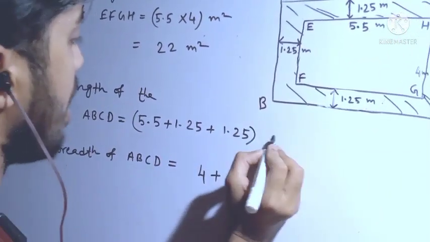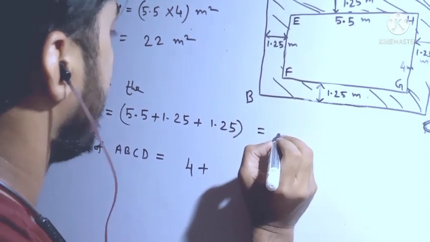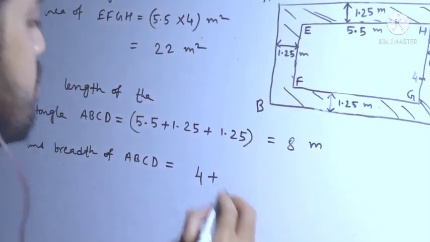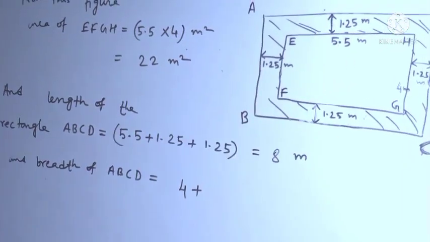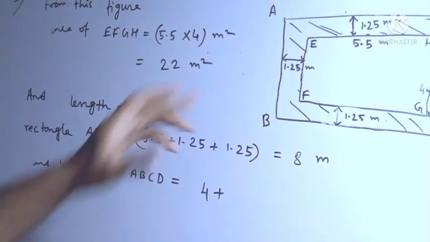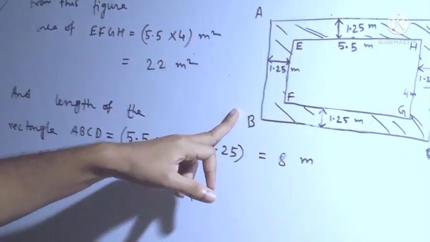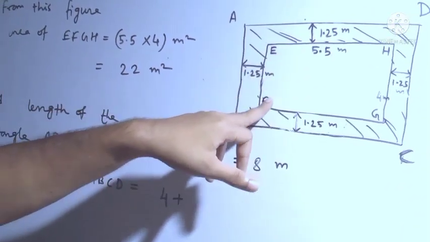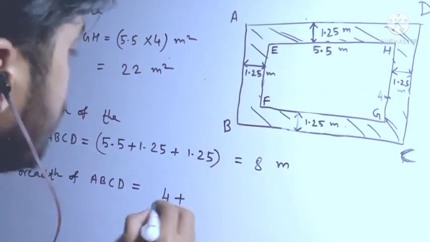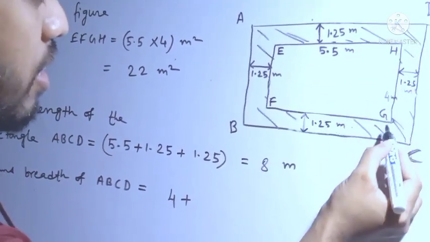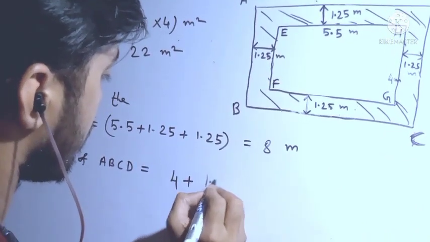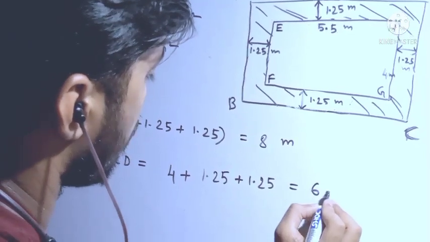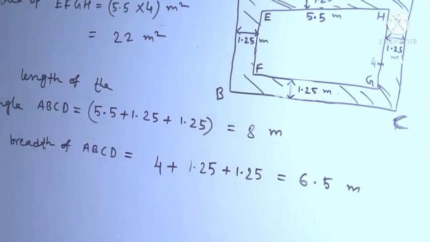So after addition we will get 8 meter, okay. And similarly also to get the breadth of ABCD, that means AB, we have to add 1.25 also two times with this, okay. That means 4 plus 1.25 and 1.25 two times, okay. So we will get 6.5 meter.